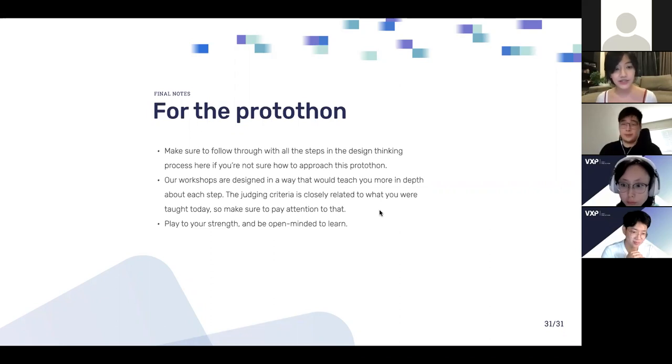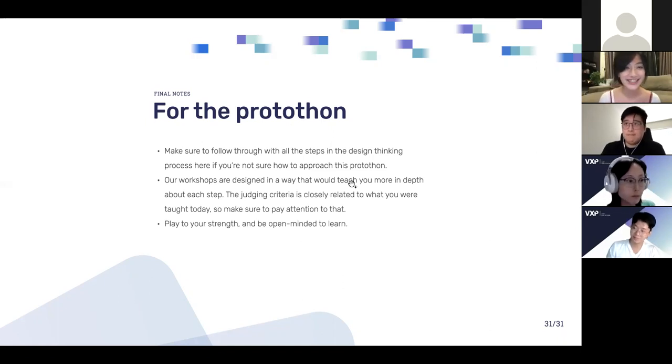And the final thing is to play to your strengths and be open-minded to learn. I know some of you might come from different backgrounds, let's say business or computer science or engineering. Not all of you came from a design background, but design thinking is a model that could be embraced by pretty much anyone who is a problem solver.